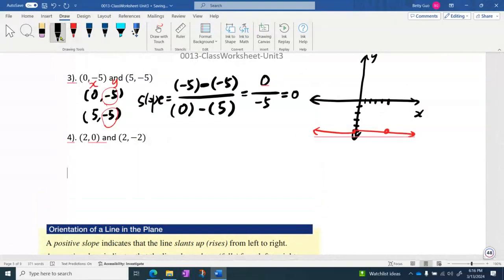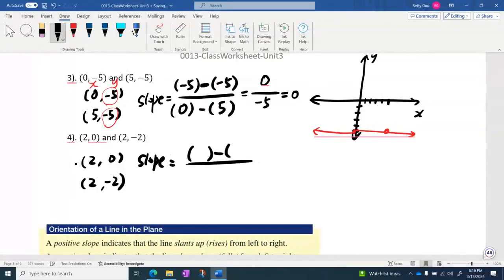And we use the algebraic method. I put one point on top of the other. It really doesn't matter which one is on the top and which one is on the bottom; you will get the same answer. And then slope, remember, equals parentheses minus parentheses all over parentheses minus parentheses.